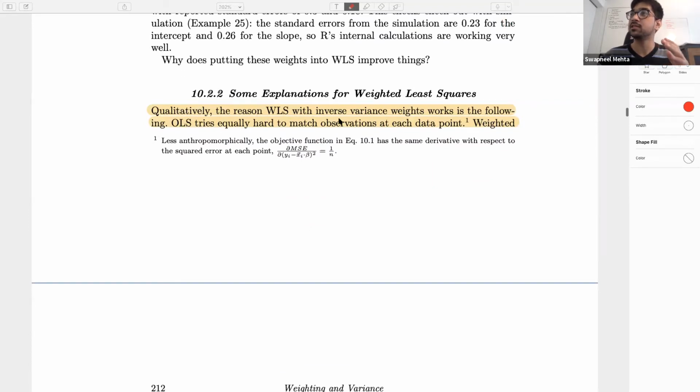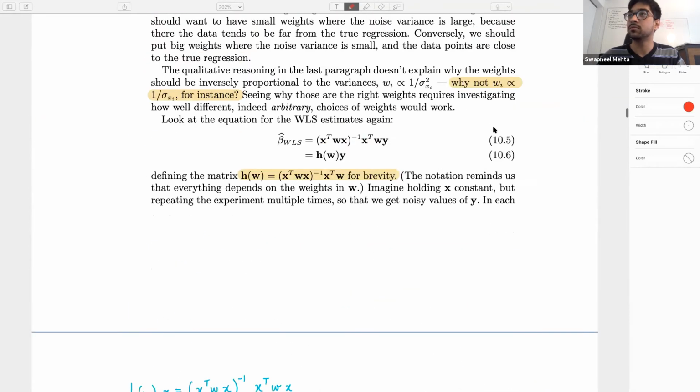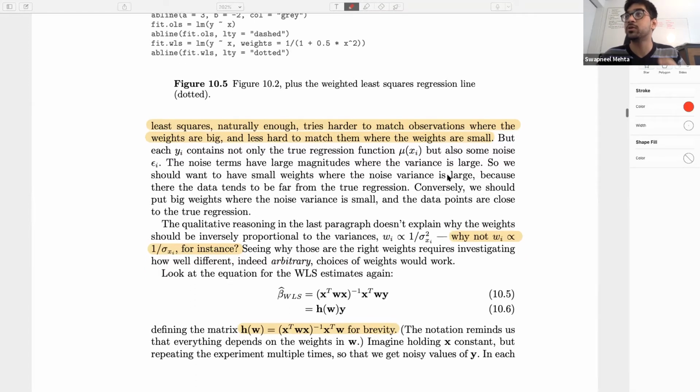Qualitatively, the reason weighted least squares with inverse variance weight works is the following. OLS tries equally hard to match observations at each data point. Remember, OLS was unweighted least squares, which treats every point equally and fits your model to every point using the least squares loss. On the other hand, weighted least squares, naturally enough, tries harder to match observations where the weights are big and less hard to match them where the weights are small. We've been over this, but it is important to mention again.